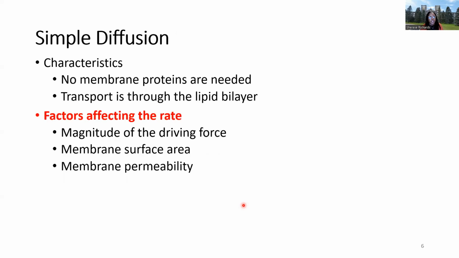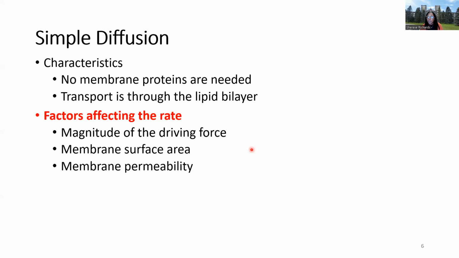Right. So let us start with the factors that determine the rate of simple diffusion. The characteristics of simple diffusion: no membrane proteins are needed. Transport happens freely through that phospholipid bilayer. Some of the factors that will determine the rate of simple diffusion: one, the magnitude of the driving force. Two, the membrane surface area that is available, and then obviously the membrane permeability.